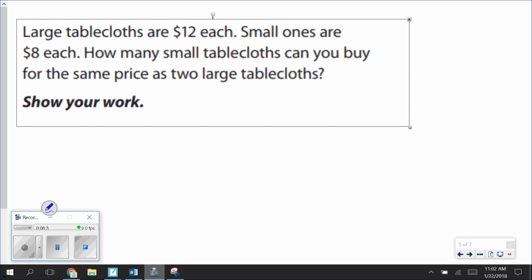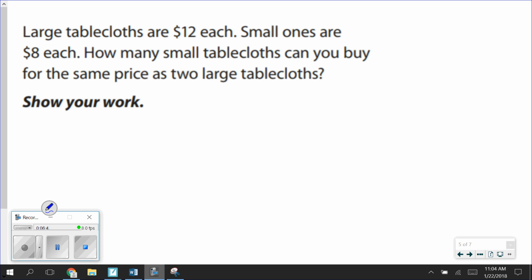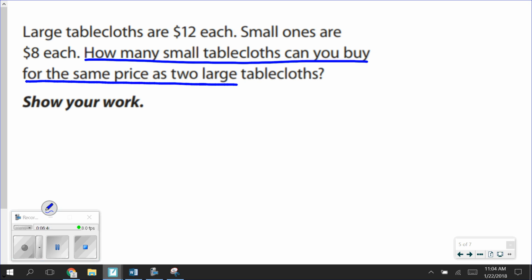All right, for this one, I want you to take a look at it and then try to solve it yourself. Go ahead and pause the video and figure this out. Okay, so the question we wanted to find out is how many small tablecloths can you buy for the same price as 2 large tablecloths? We know 2 large tablecloths is 12 plus 12, it'd be $24. And then we want to see how many small ones we can buy for the same price.